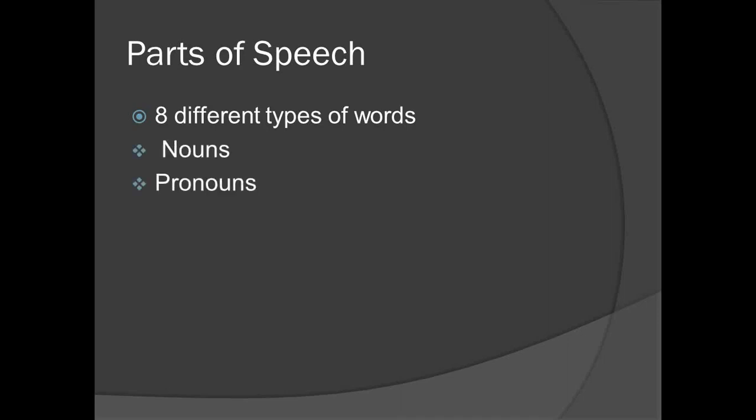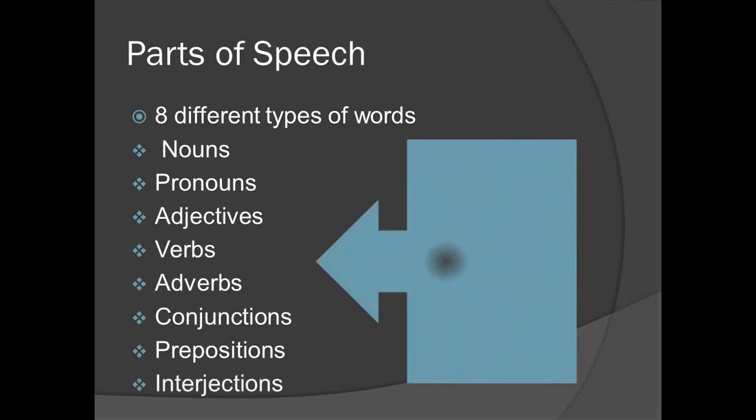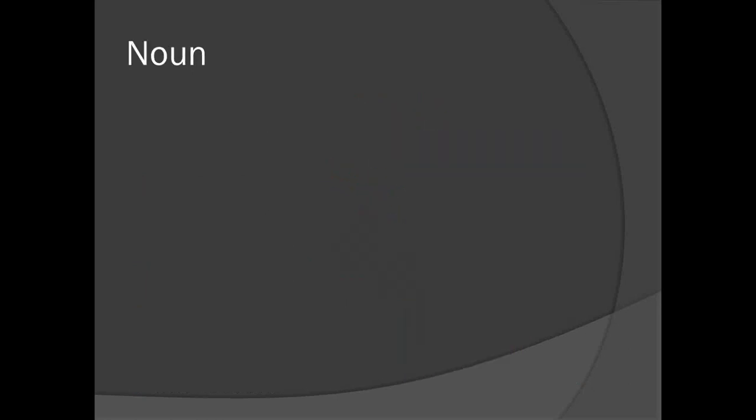Before moving on to the nouns, let's talk about the parts of speech English has. There are 8 different types of words in English: nouns, pronouns, adjectives, verbs, adverbs, conjunctions, prepositions, and interjections. Remember, all these different types of words English has are called parts of speech.